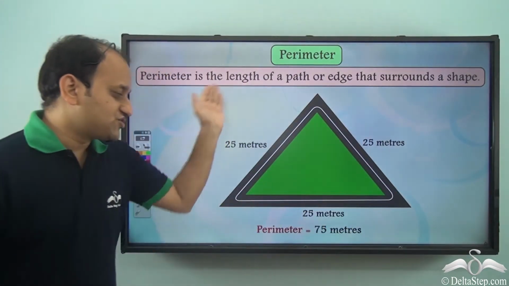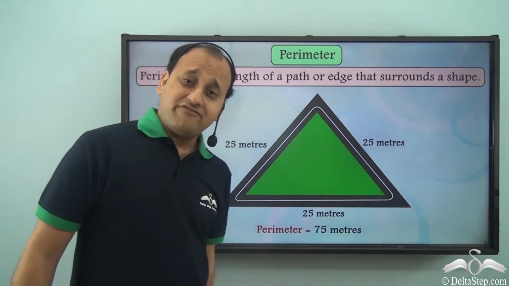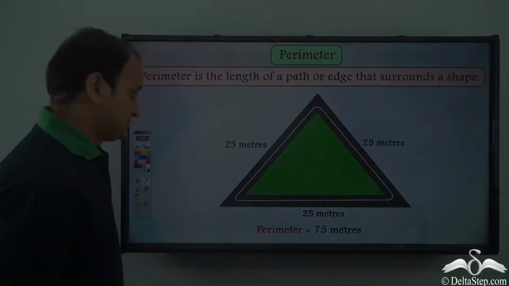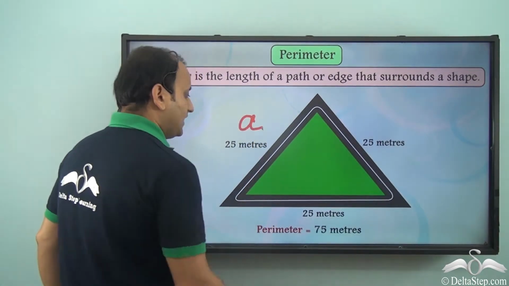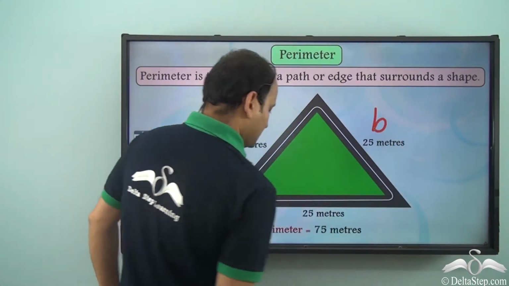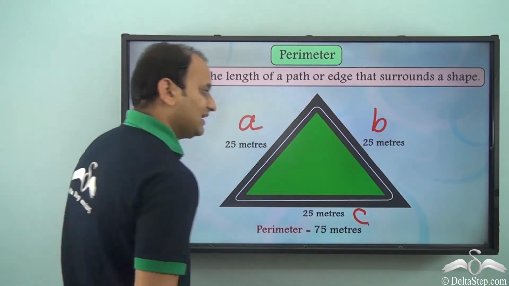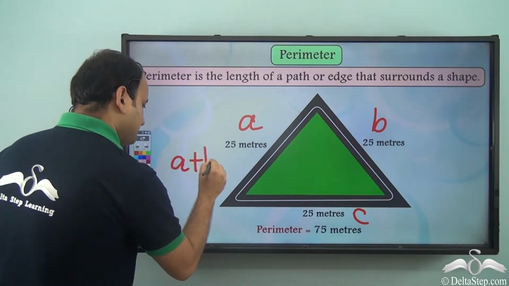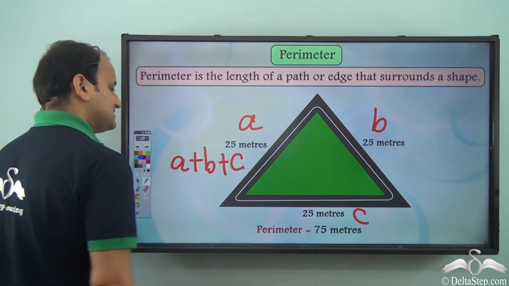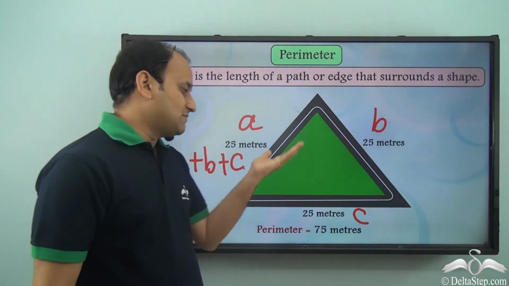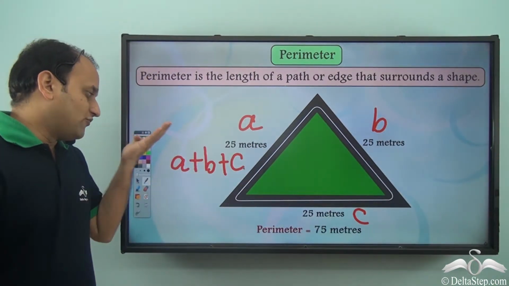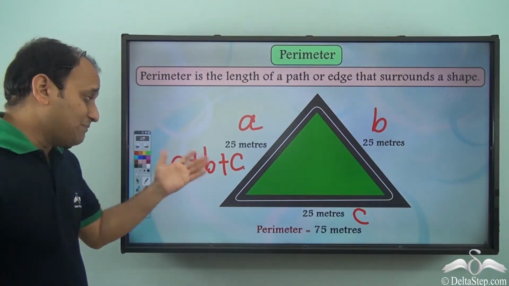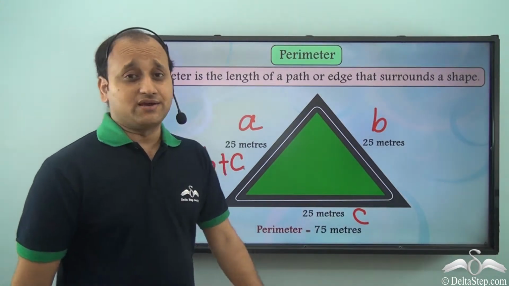So what is the perimeter of this triangle? It's 75 meters. So what did we do? Well, we added all the three sides. So if we consider this side as A, this as B, and this as C, then the perimeter is A plus B plus C. So this is the perimeter of a triangle. So the formula for perimeter of a triangle is A plus B plus C, where A, B and C are sides of the triangle.